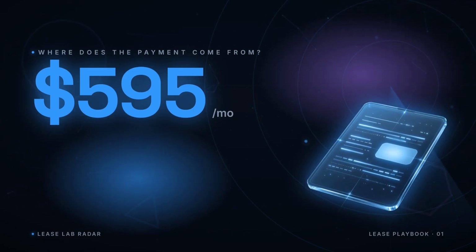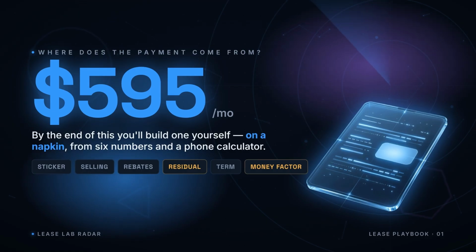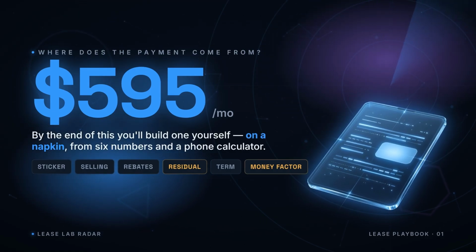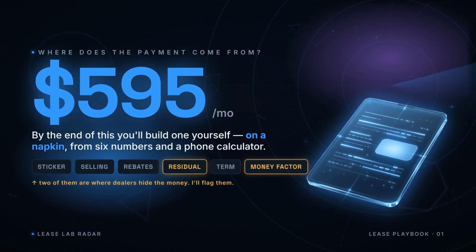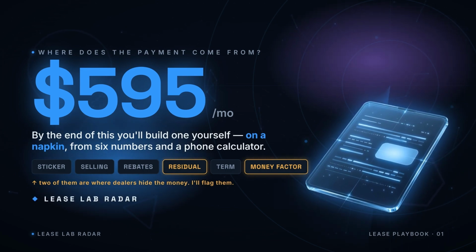Build a lease payment yourself, on a napkin, from 6 numbers and a phone calculator. No app, no dealer. And 2 of those 6 are where the money gets hidden. I'll flag them the second we hit them. This is Lease Lab Radar.